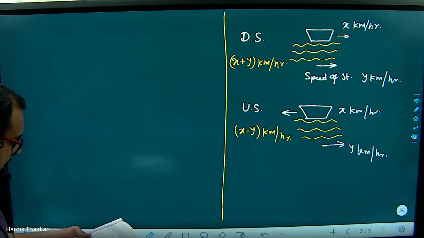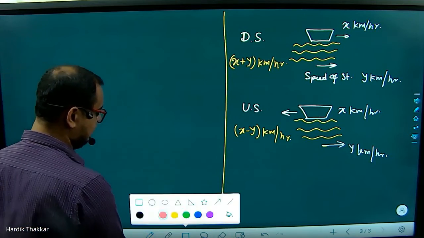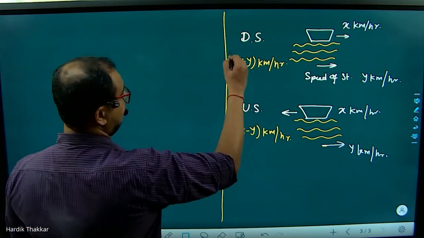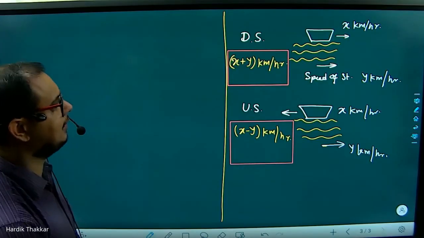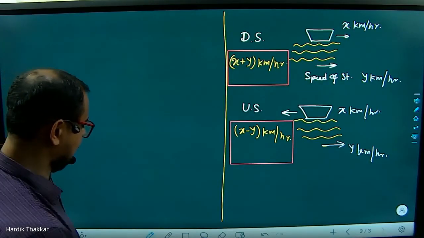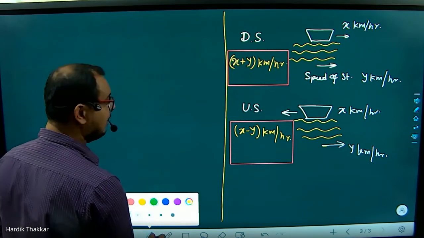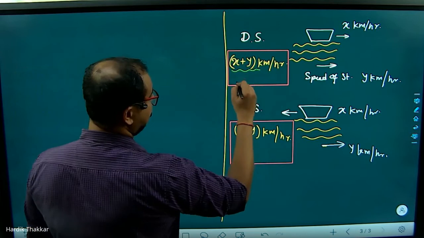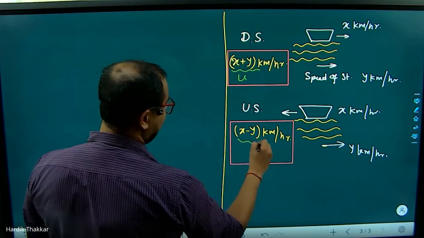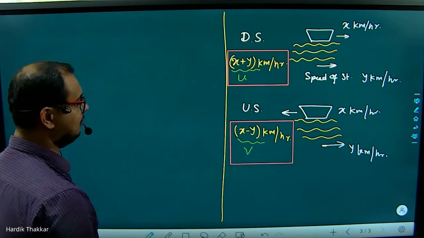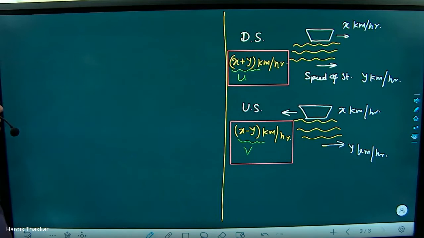Now a few more points which we can write so that the solution of questions will be easy. x is considered as the speed of boat. This particular speed, that is downstream speed, we will consider as u, and this upstream speed we will consider as v. So u refers to the effective speed in case of downstream, and v refers to the effective speed for upstream.